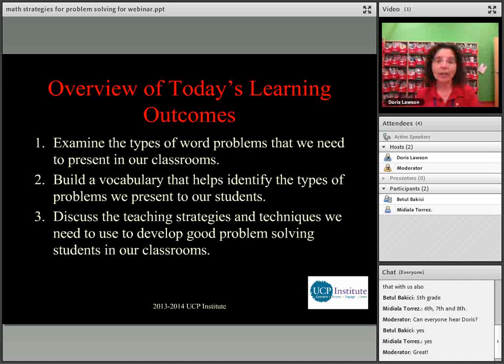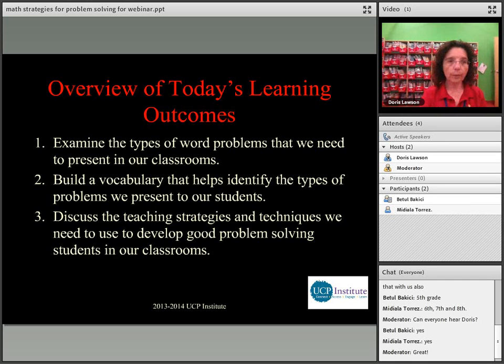So today, we're going to examine the type of word problems that we need to present in the classroom. We're going to talk about a certain vocabulary that's going to help us when we're actually writing word problems. Because if you've given any kind of assessment before, an FCAT or whatever's coming up, everything's going to be embedded in problems. And so, as much as sometimes you teach operations in isolation, you want to make sure you embed everything in a word problem. And then we are going to talk about different strategies.